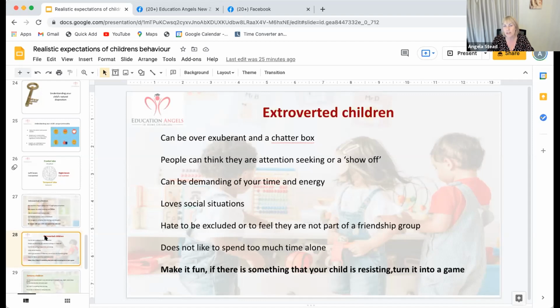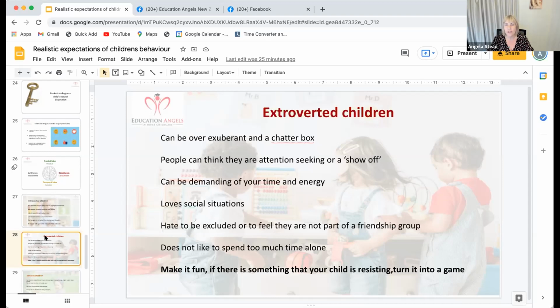If you have an extroverted child and you spend too much time in the house and you're not going out much and they're not having many opportunities for social situations, then you're going to see their behaviour get worse. So it's really important that they have that opportunity to engage with other children in play groups or in forest schools, you know, all those events that we run in Education Angels, but many of you take your children to as well.